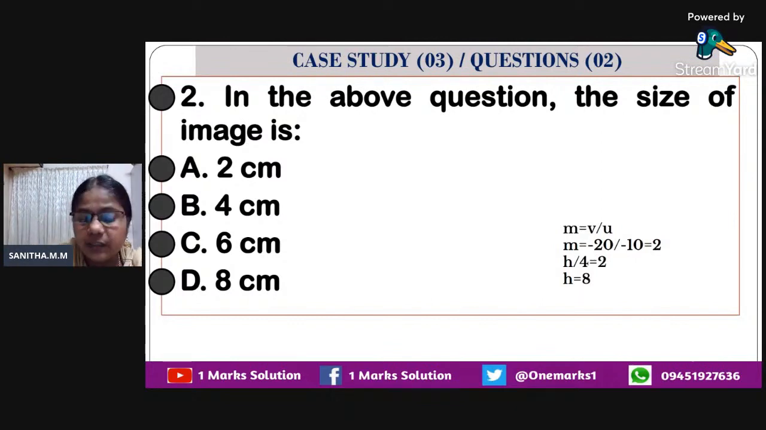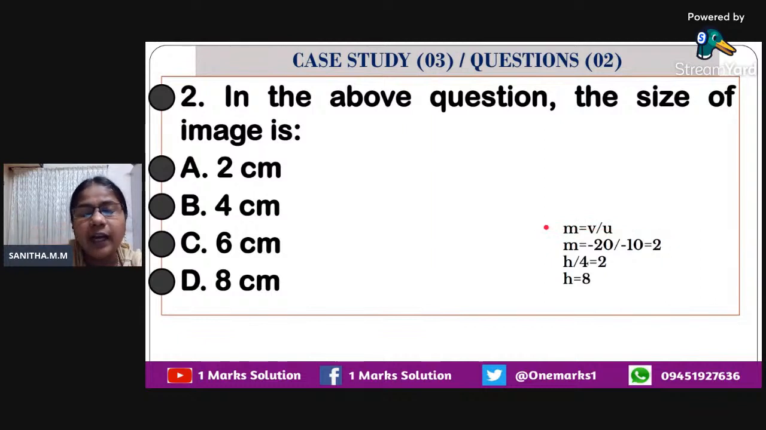We can use magnification as V by U. So here I have written M is equal to V by U. What is V here? Minus 20. We got it now, minus 20 V and minus 10 U. What will be the answer? The magnification is 2. That means the ratio will be 2.